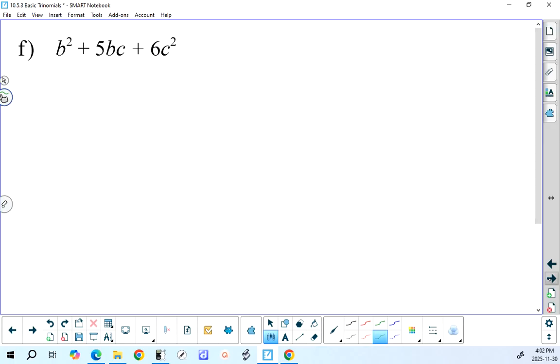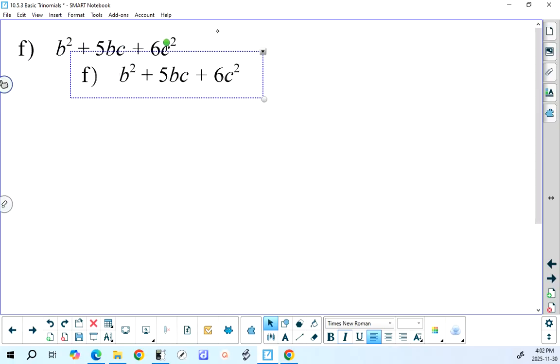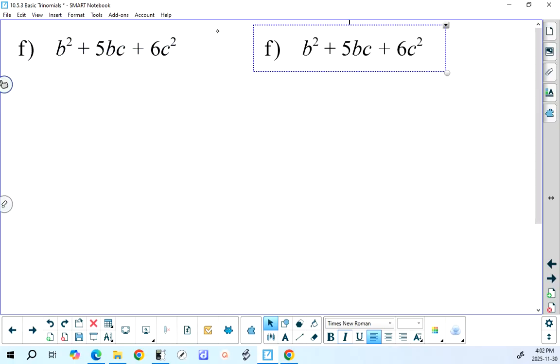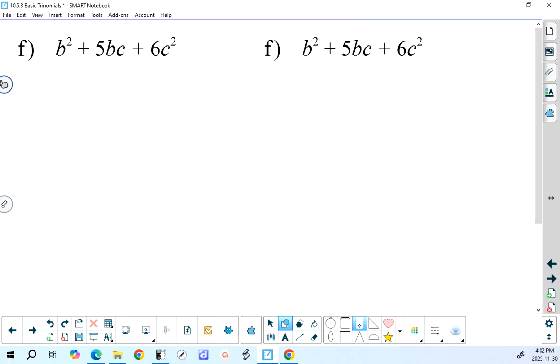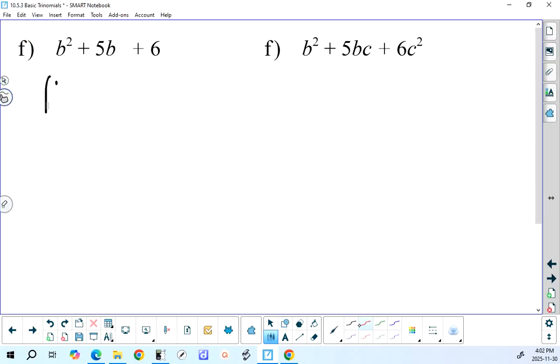All right, something a little different. I know that this will be confusing, but once you see it in action, it's going to be pretty simple. I want to just clone this and ask you to imagine that this is in fact what the question is: b squared plus 5b plus 6. And what you would do is factor this in no time flat, because of course you're getting better and better at this.